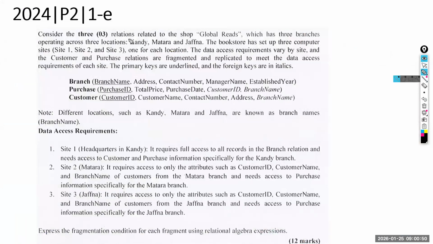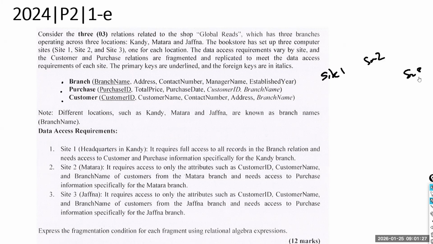Consider the three relations related to the shop Global Reads: branch, purchase, and customer, which has three branches operated across three locations, Kandy, Mathur, and Jaffna. The bookstore has set up three computer sites, site 1, site 2, site 3, one for each location.